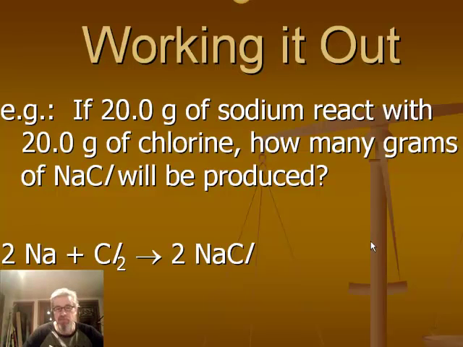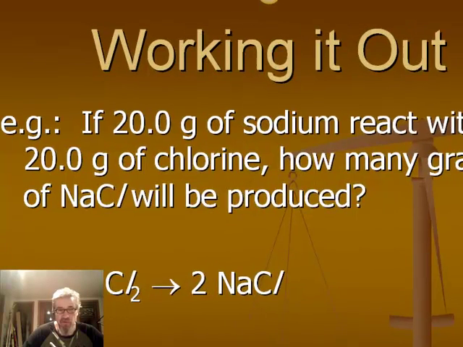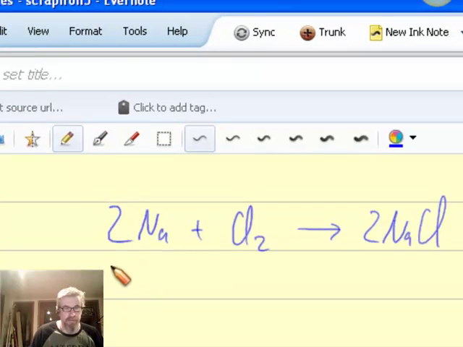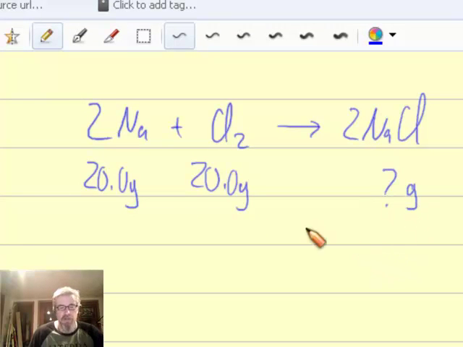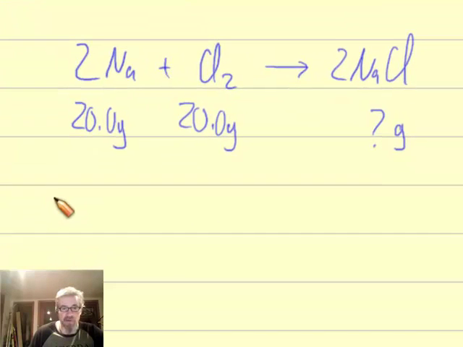Next one. This is saying if 20 grams of sodium react with 20 grams of chlorine, how many grams of sodium chloride will be produced? And the balanced chemical equation is given for you. Well, here's your starting point. You've got 20.0 grams of sodium. You also have 20.0 grams of chlorine, and you want to know how much NaCl is going to be produced. Since you have information about both reactants, you have to first determine which one's going to run out first, which is the limiting reactant. Let's do that by comparing sodium to chlorine.